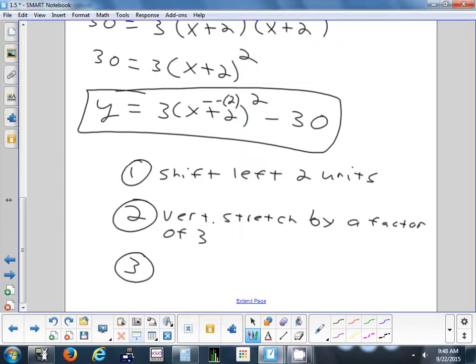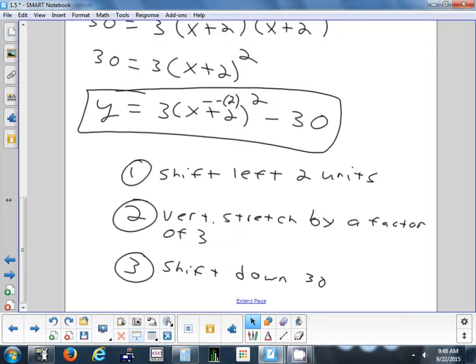And the last one. What's the minus 30 going to do? Well, Jill? Down 30? Yeah, it's going to shift down 30. She said both things that were important. She told me the direction, and she told me how much. Each one has 2 parts to it: how much, and what type of transformation. Any questions on that? So that's basically how you can transform quadratics. That covers all the transformations.